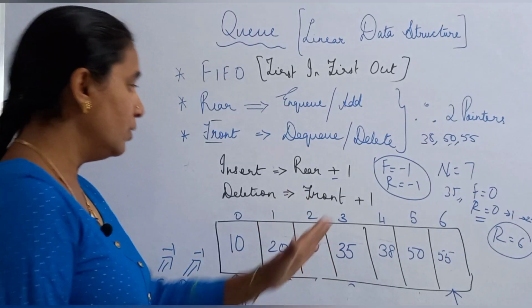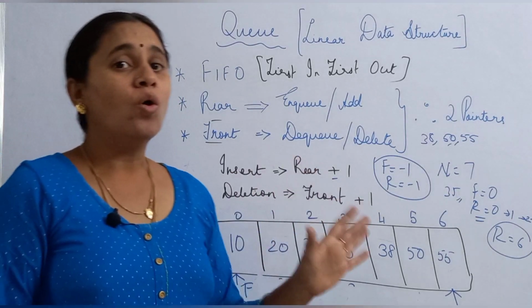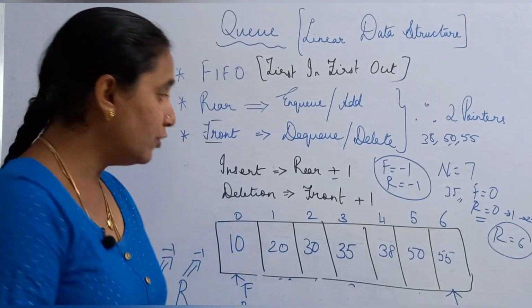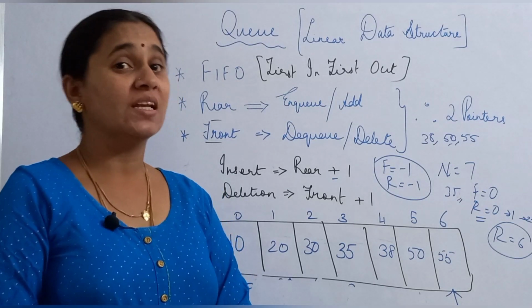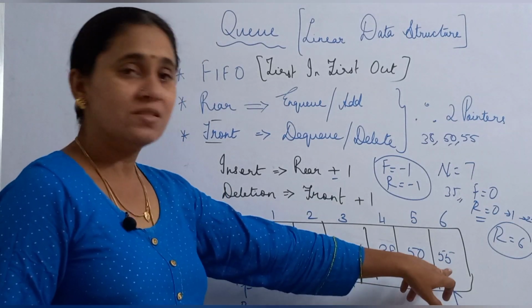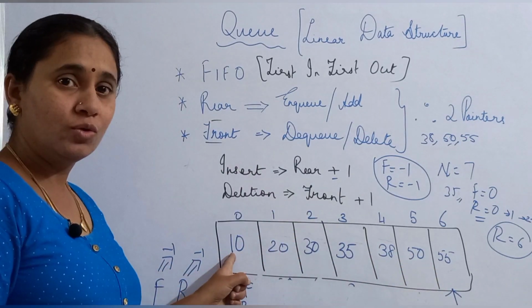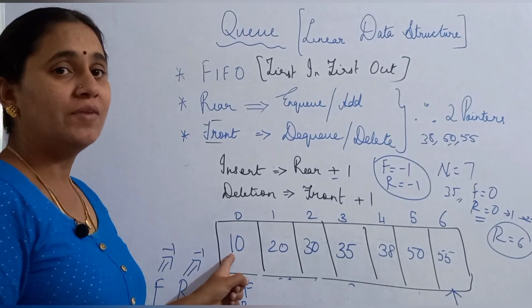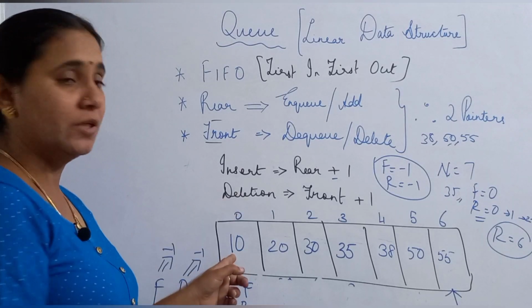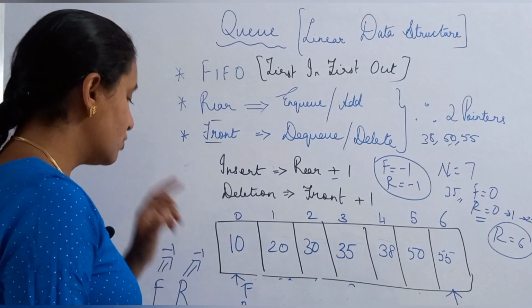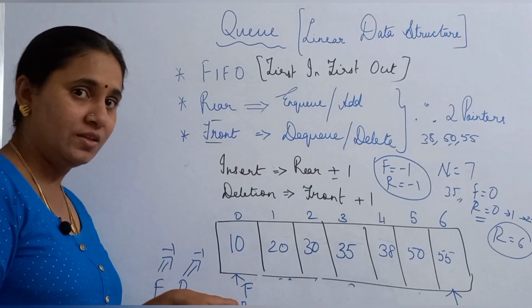Okay. So now we have inserted all the elements of the queue. Now can you tell me which person has arrived at the last? So 55 is the person who arrived at the last. And this is the person who came at the first, so he has the priority of leaving from the counter. So now front is pointing here.